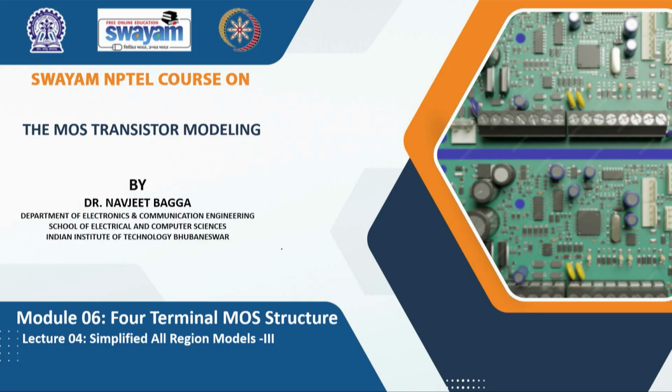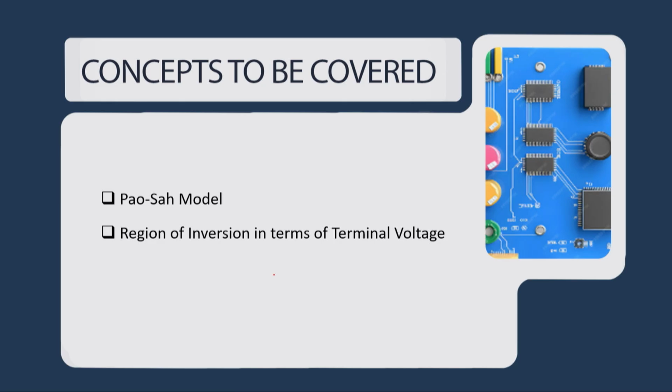We are in module 6, lecture number 4. In this lecture, we will extend our analysis of finding current in terms of charge and surface potential. We will see what is the Pao-Sah model, and later we will see how we can represent our inversion, which is weak inversion, strong inversion and moderate inversion, in terms of terminal voltages.